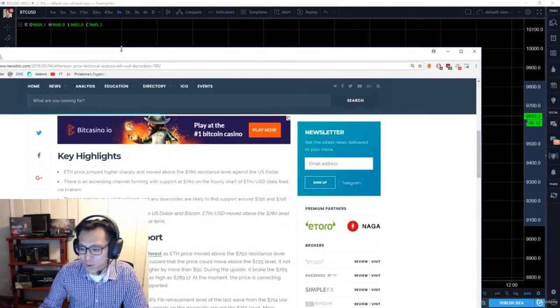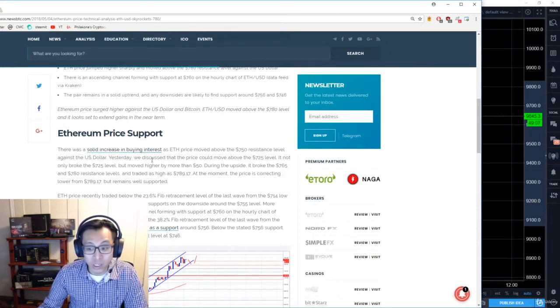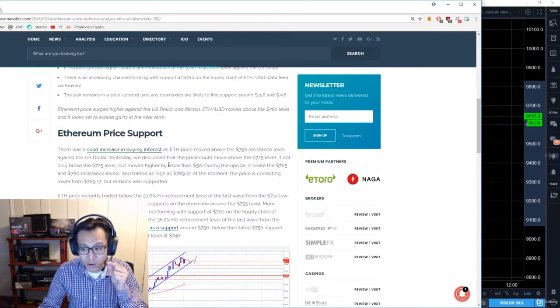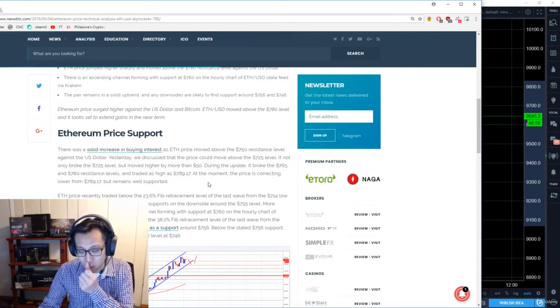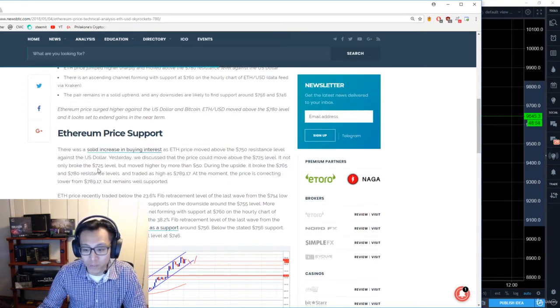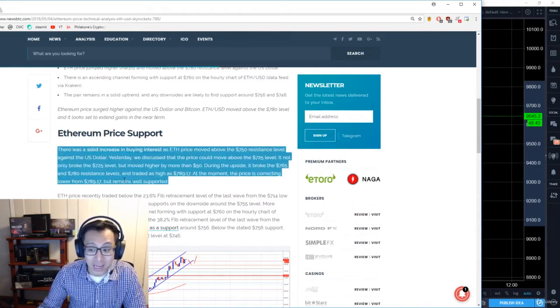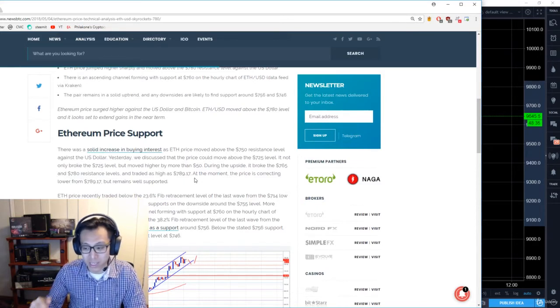So let's go over some more things that they're talking about. There was a solid increase in buying interest as Ethereum price moved above the resistance level. Yesterday, we discussed that the price could move above the 725 level. It not only broke the 725 level, but moved higher by more than $50. During the upside, it broke the $765 and $780 resistance levels. So they're not really talking about any indicators here yet, okay?